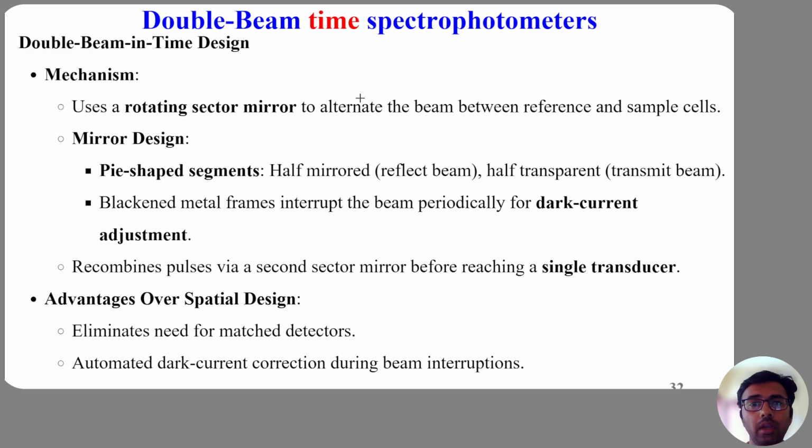During these brief interruptions, the detector measures its own thermal noise. This provides automatic dark current correction. After passing through the cells, a grid mirror recombines the pulsed beam. Major advantages include single detector operation, automatic baseline correction, and improved long-term stability. This is why double beam in time systems dominate modern instruments.